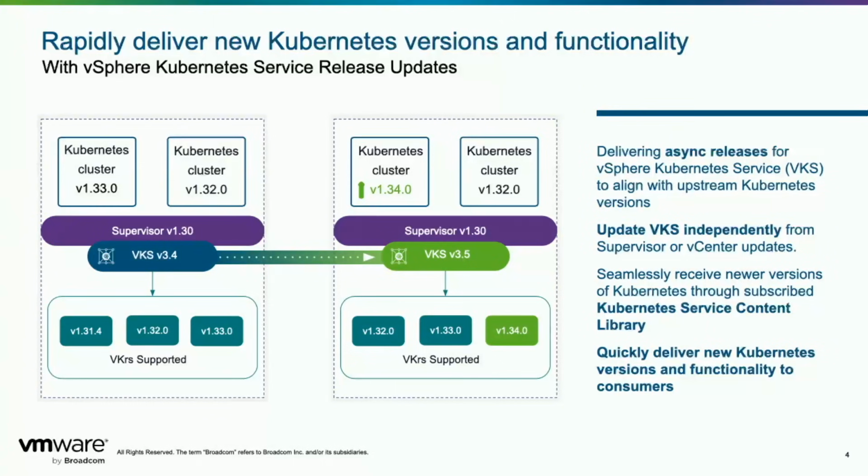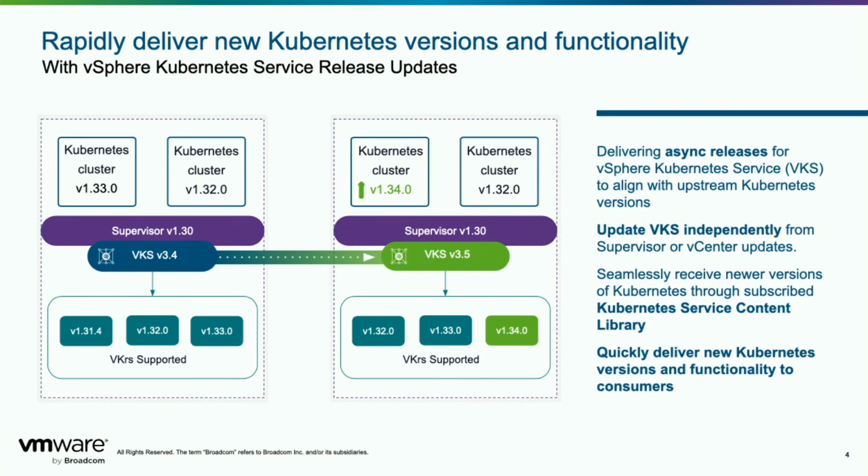All right. So we mentioned we're rapidly delivering new Kubernetes versions. This is kind of an eye chart, but the thing that I want to point out for you is that we ship versions of VKS, okay? And every version of VKS is going to at least support N-2 versions of Kubernetes, okay?